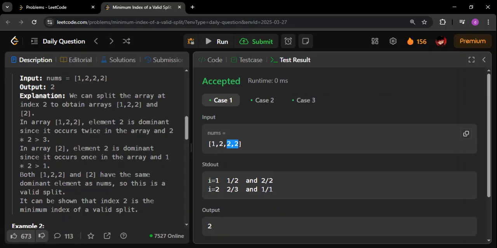In this case, you see for the left half, only one element is dominant and the other element is non-dominant. So it is 1/2, and for the right half, it is 2/2. So in this case, if you see, it is 0.5. Okay, and it is 1. So in this case, it's not greater than 0.5. So it's not the answer.